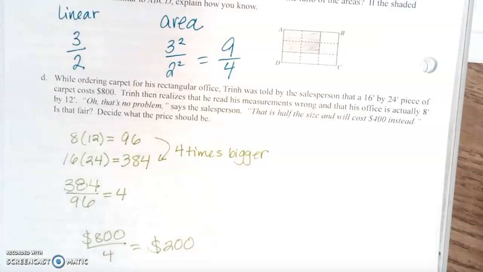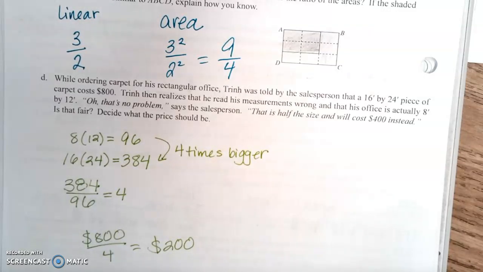Part D says, while ordering carpet for his rectangular office, Trin was told by the salesperson that a 16 by 24 piece of carpet costs $800. Trin then realizes that he read his measurements wrong, and his office is actually 8 foot by 12. Oh, that's no problem, says the salesperson. That is half the size and will cost $400 instead. Is that fair? Decide what the price should be. Okay?